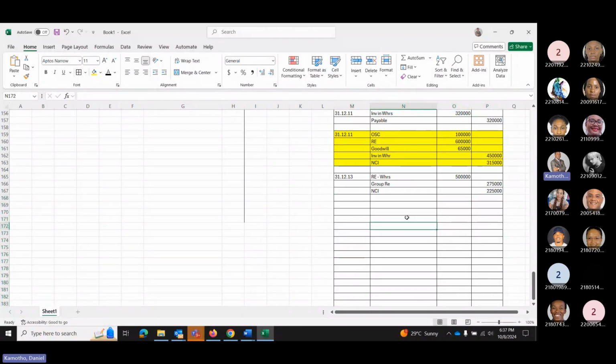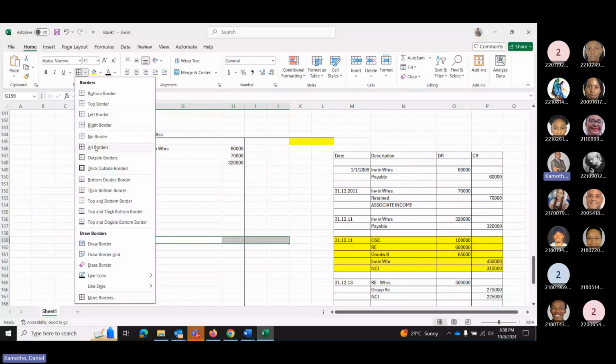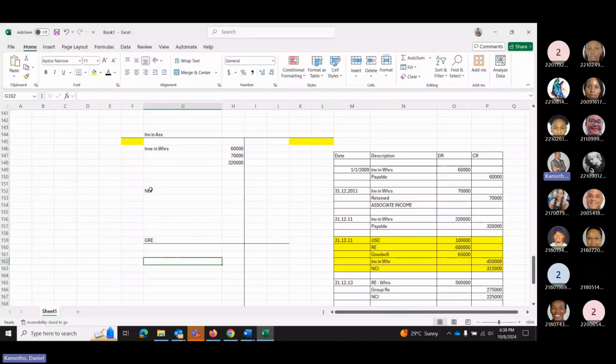Let me now introduce two accounts. One is investment in the associate, which we've been calling it. Let's introduce another account called NCI, and then the group retained earning. The group retained earning also has other amounts, and NCI has other income from other groups.